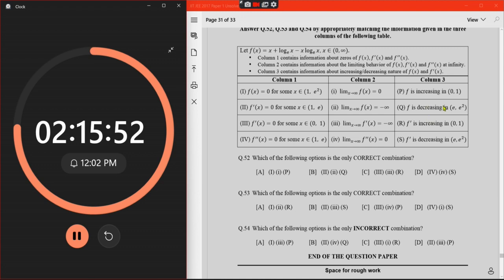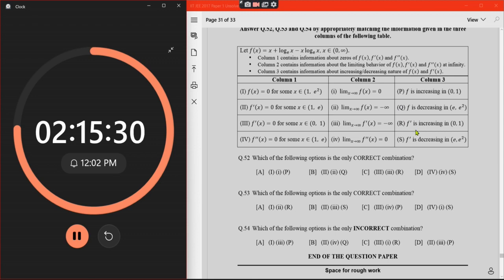Okay, Q, f is decreasing in e to e square. So f dash is actually negative. That's what we're saying, into e square. And at e it is just 1 upon e minus 1, which happens to be negative. Yes, and then after that it will be negative, right? Throughout. Yes. Because its derivative just became negative. Okay, so yes, it's just decreasing into e square. So P is correct, Q is correct.